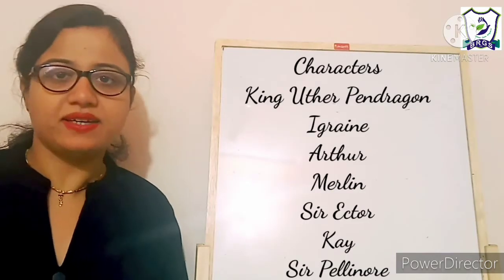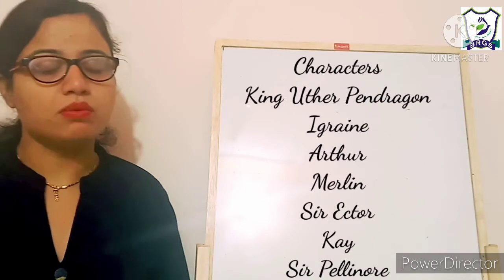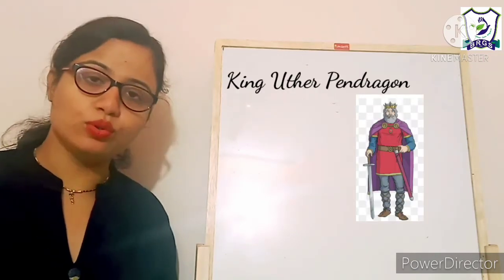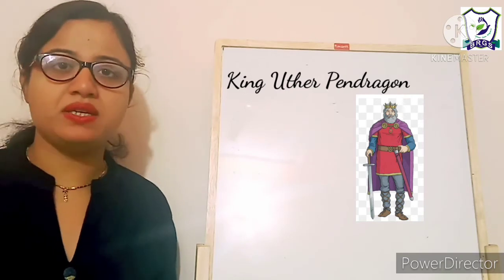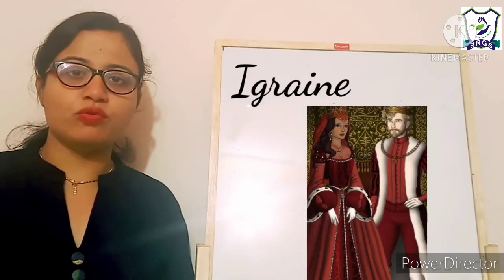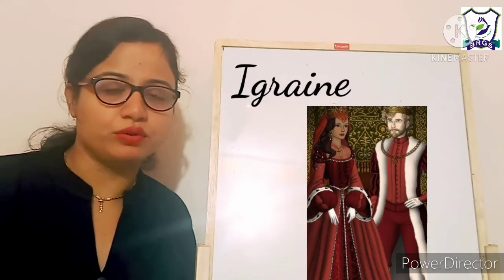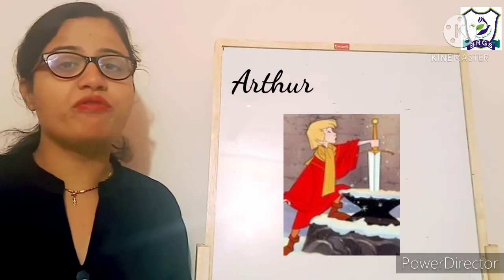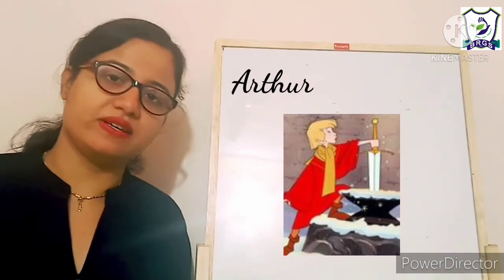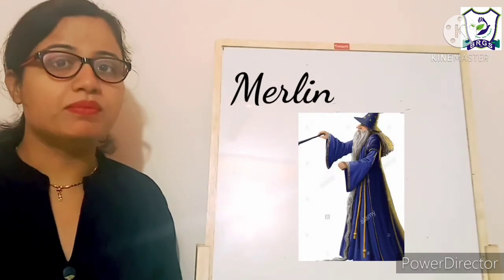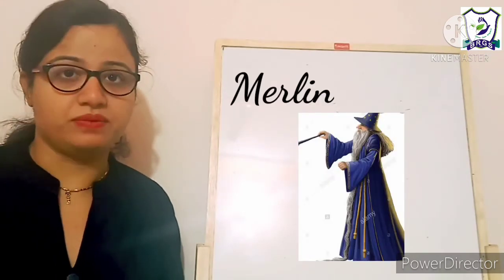There are 6 characters in this story. Number 1 is King Uther Pendragon. He was the king who ruled over Britain many years ago. Then Igraine. Who was Igraine? Wife of King Uther. Okay. Then Arthur. Arthur was the son of King Uther and his wife Igraine. Clear? Then Merlin. Who was Merlin? Merlin was the court magician.